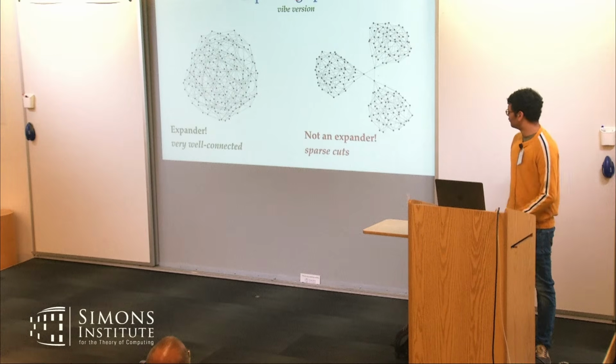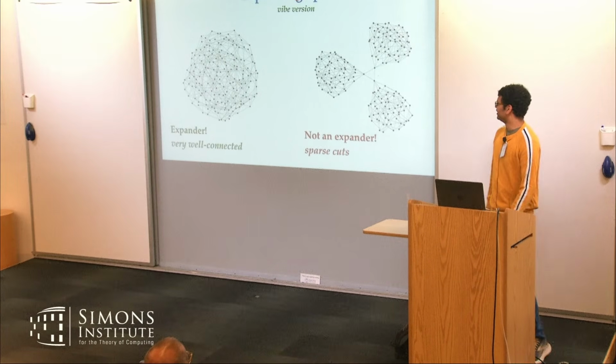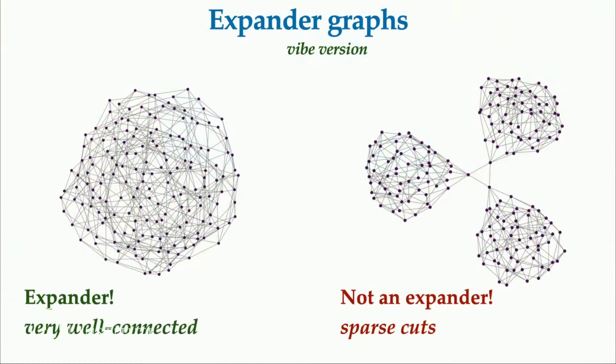Okay, so I guess before I give any definitions, when I say expander, you should have the picture on the left in mind: a bunch of vertices that are very well connected among each other. And notably, not the picture on the right, where there's a very easy way to chop the graph up into 3 pieces.